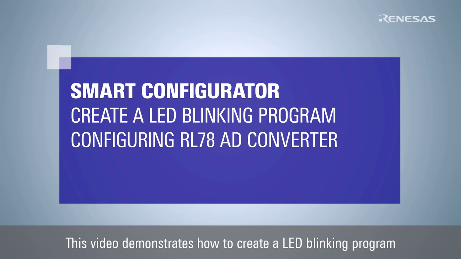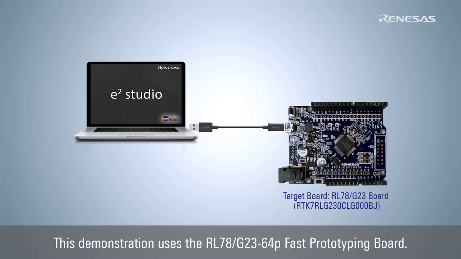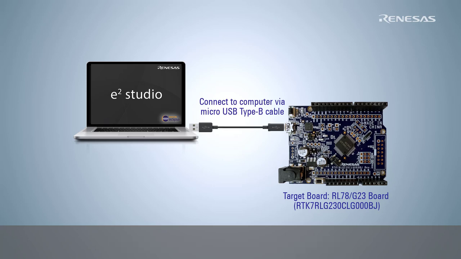This video demonstrates how to create a LED blinking program by using the AD converter in Smart Configurator. This demonstration uses the RL78 G23 64P fast prototyping board. Connect the board to computer via COM port.